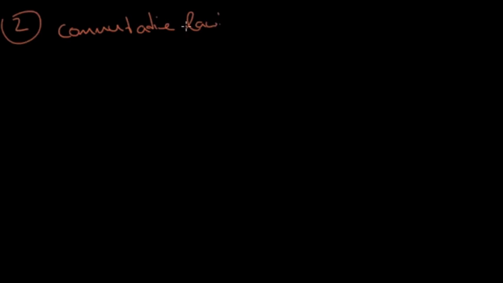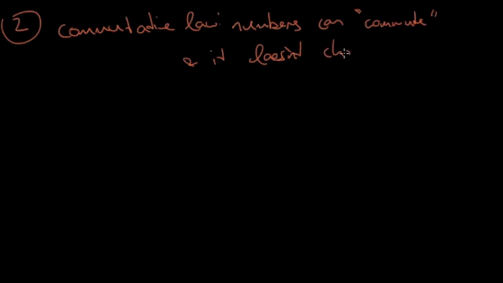The commutative law was the first one. And this is basically just saying numbers can swap around, and it doesn't change the outcome.